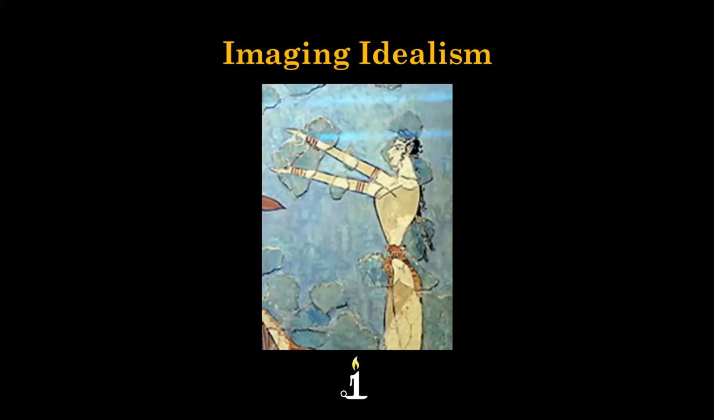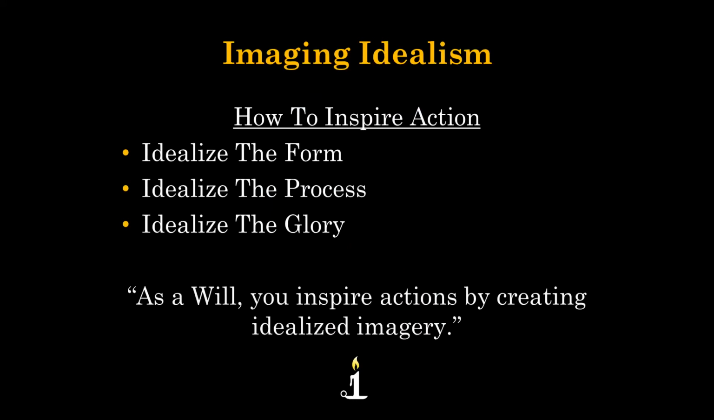So take a close look. There's even a smile on that final individual's face because he nailed it. The glory is now his or hers and he can just bask in that. And that's what every human body wants, a glorious place on the stage of life. And as a mental ruler, you get to design the image that will lead to that specific location. So, as a will, you inspire actions by creating idealized imagery.